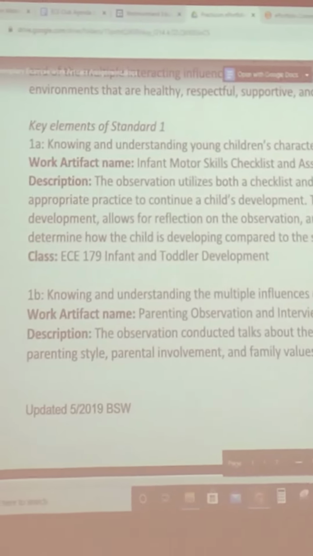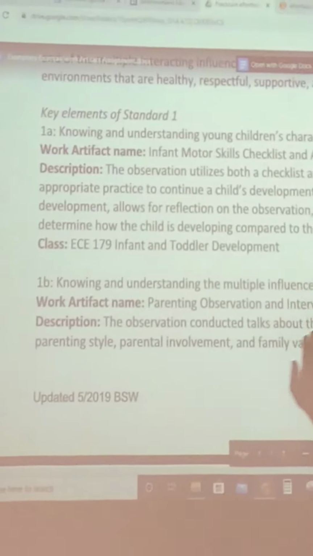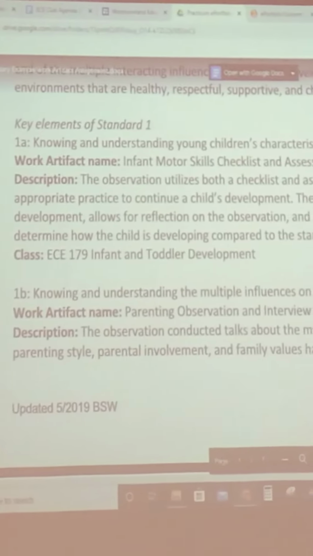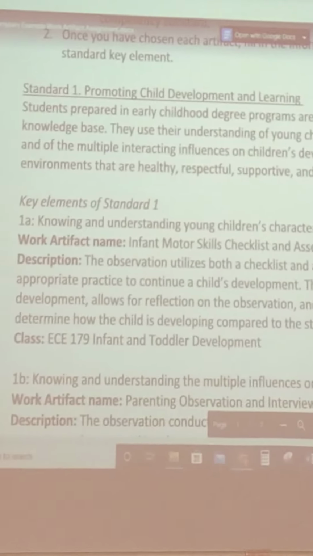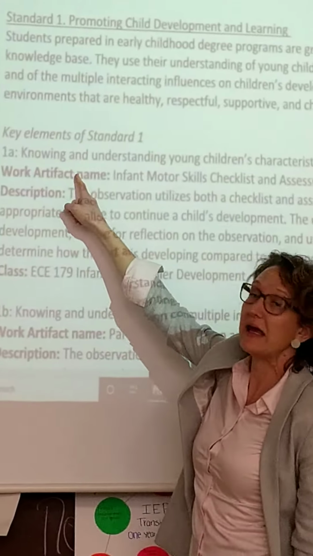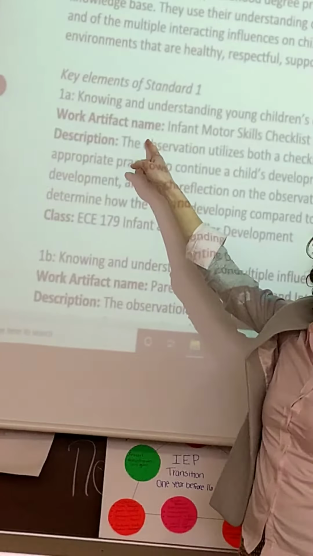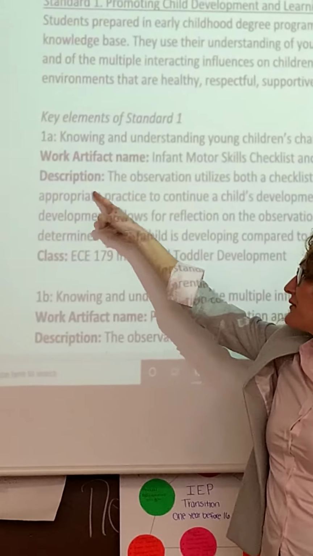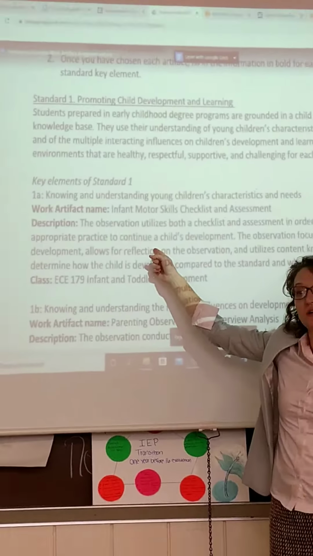What you do for the assignment is I have each key element listed, and then let me pull that down so you guys can see where my hands are. There we go. So I have each key element listed. So this is 1A, knowing and understanding young children's characteristics and needs. That's the one we've sort of been looking at. Then you have to write the work artifact name, and then you have to describe the work artifact. This is building that rationale that you're going to use, right?